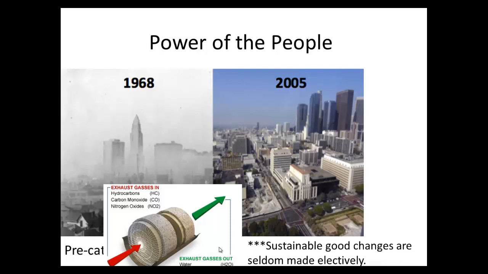The thing is that sustainable good changes are seldom made electively, right? It took a lot of people, a lot of work to make this happen. And ultimately, public policy had to come into play here. It was not an elective decision. Car companies did not decide all of a sudden on their own that they were going to put this in all of their cars. People did not go out and buy these all on their own. It had to be put in there by law to make this happen.